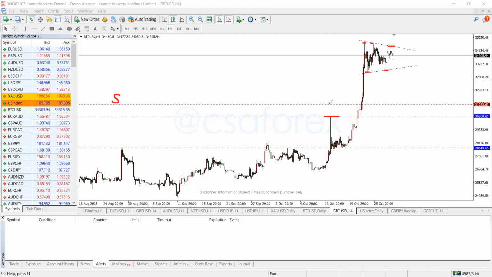And that's why we always say when you're looking at your levels or your areas or your zones, that's what you should take them as. It is not a price point. It's always an area. So this area is potential for buying.